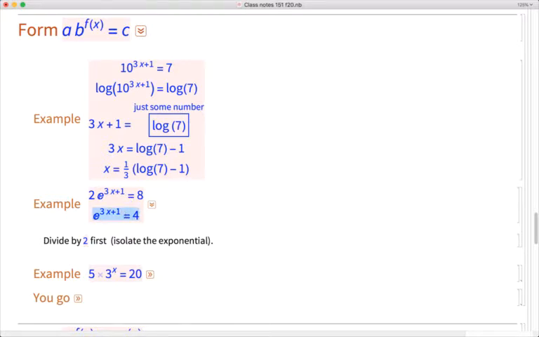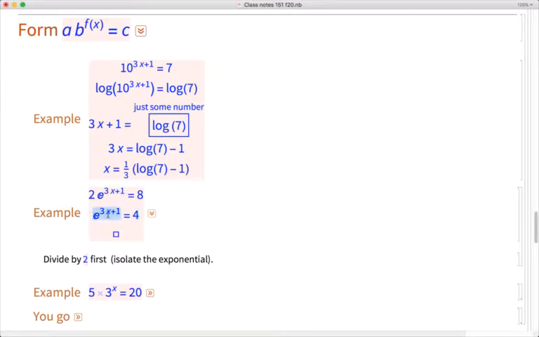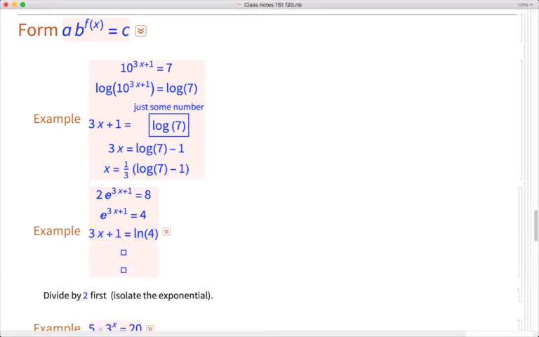And now that the exponential is completely isolated, now's the time to take natural log of both sides. So when we take the natural log of the left-hand side, we get the cancellation, and on the right-hand side, we get natural log of 4. So just as before, we've got to make sure that we treat this just as a simple number, no additional complications other than treating that as a number like any other.